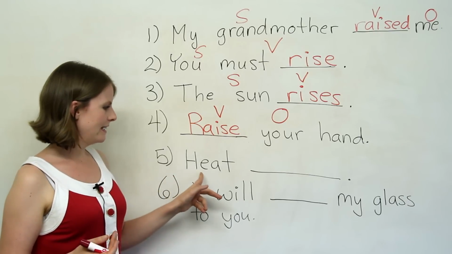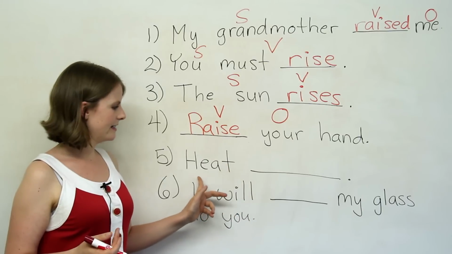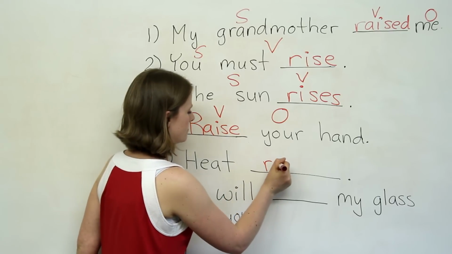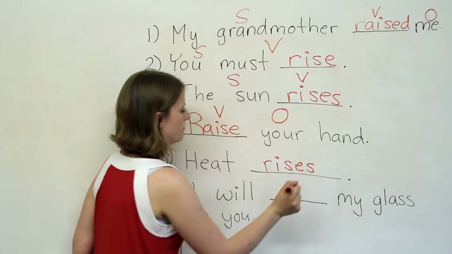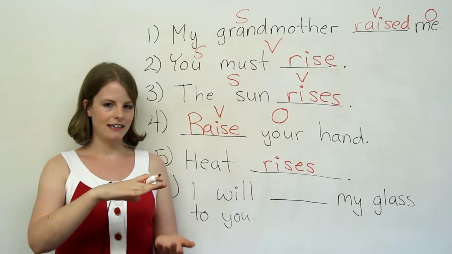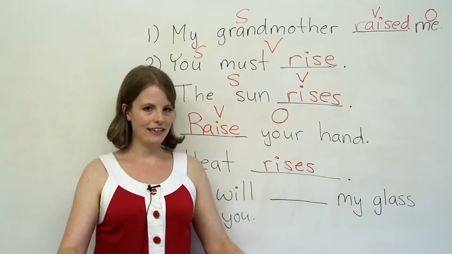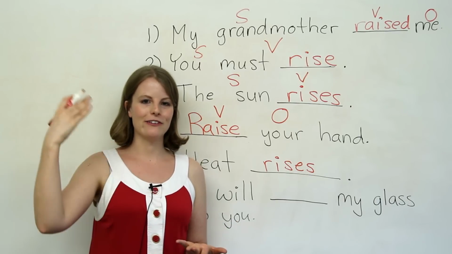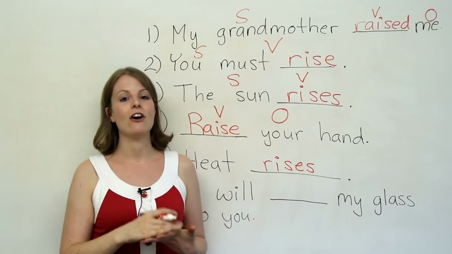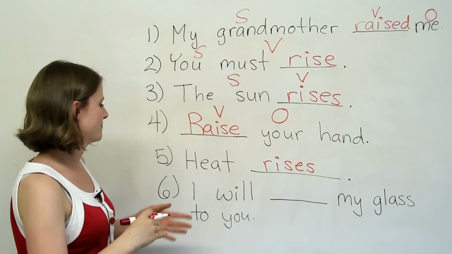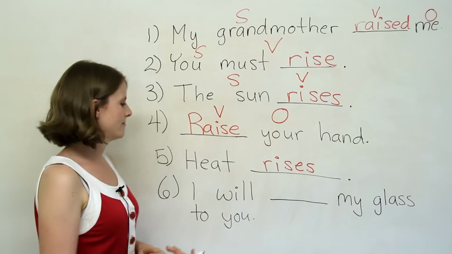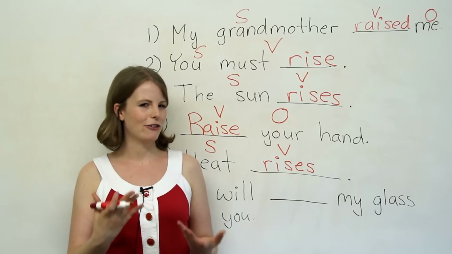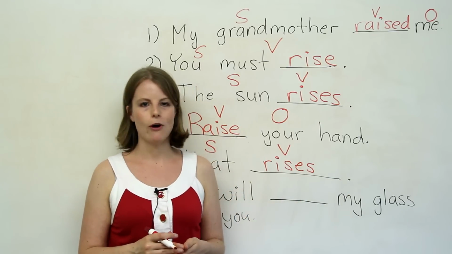Number 5, heat raises or rises? Heat rises, meaning hotness or heat moves upward. Okay? That's why if you're in a house and you sleep on the top floor of the house, your room's probably going to be hotter because heat rises. It moves up. So in this case, how did I know it was rises? Well, we have here a subject. We have a verb. Do we have an object? Something or someone that comes right after the verb? No object. So we know it's rise.